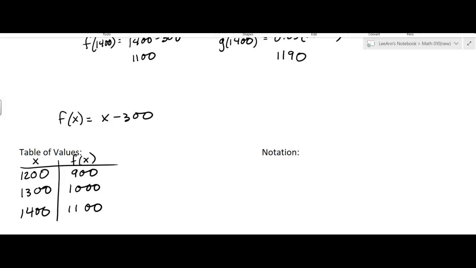And then if we did g of x, so say it was 1,200, 1,300, 1,400. We know it was 1,190 for that one. Now what's 85% of 1,300? 1,105. And then what's 85% of 1,200? 1,020. Okay. So pretty much consistently, it was a better deal to take off the 300. Now that wouldn't probably always be true, but that'd be a different math problem.